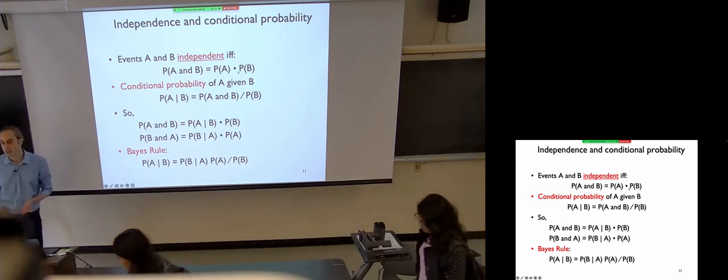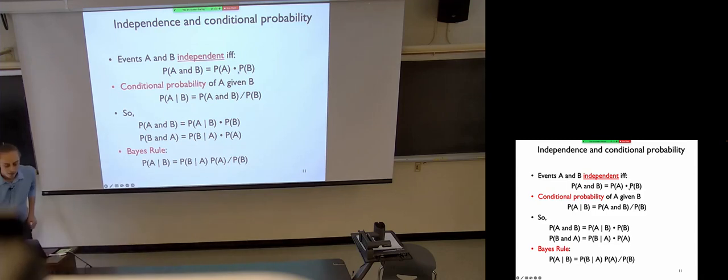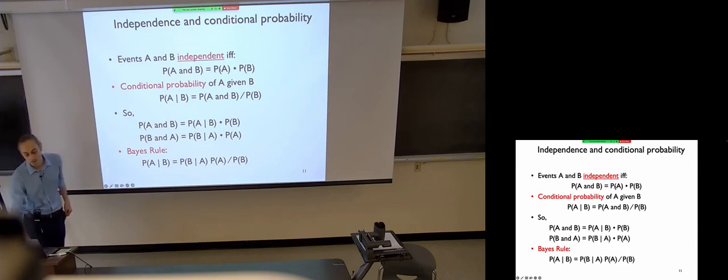But what does this mean? P of A and B is the joint probability of the two events happening together. P of A is the marginal probability on A. P of B is the marginal on B. So it means that for all possible outcomes of random variables A and B, P of A and B is equal to that product. This will happen for all possible outcomes of A and B.